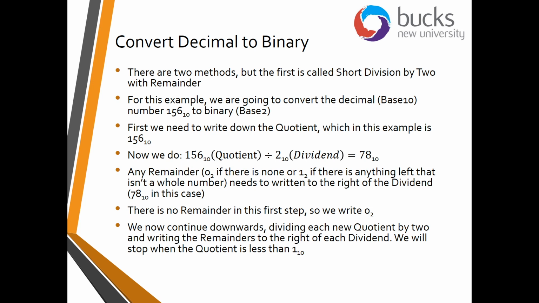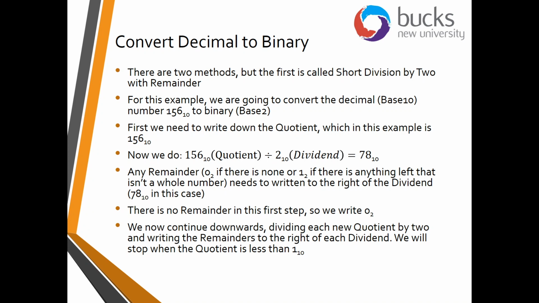So again, what about going the other way then? What about converting decimal to binary? Again, there are two methods for this that we can use. Just as there are two methods from binary to decimal, we've also got two methods for converting decimal to binary. The first method that we're going to have a look at is called short division by 2 with remainder.